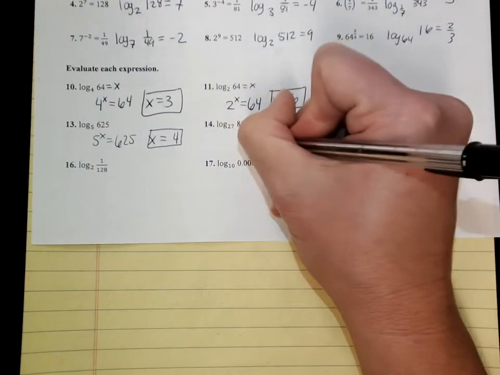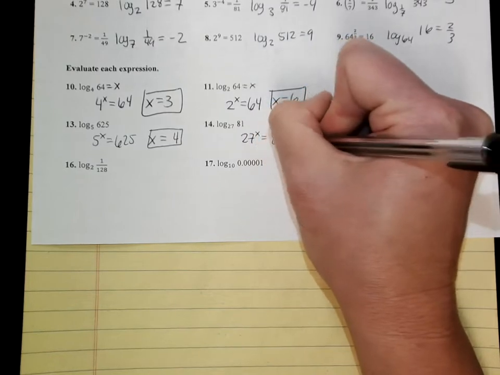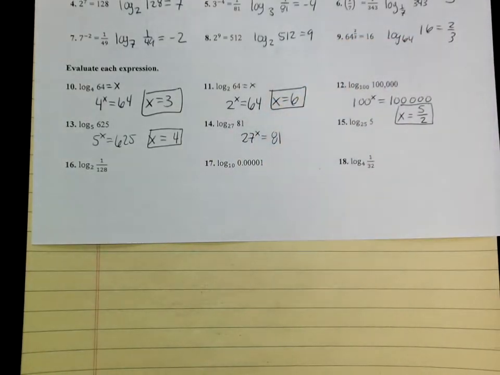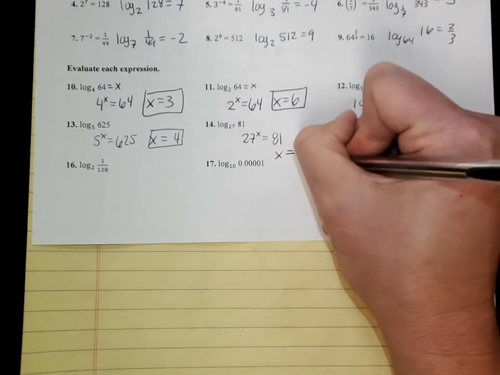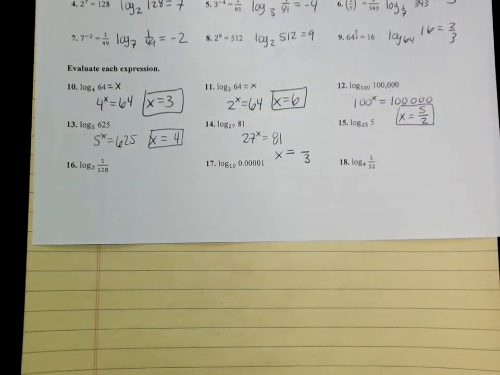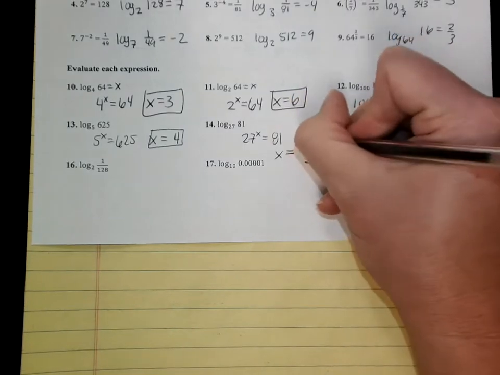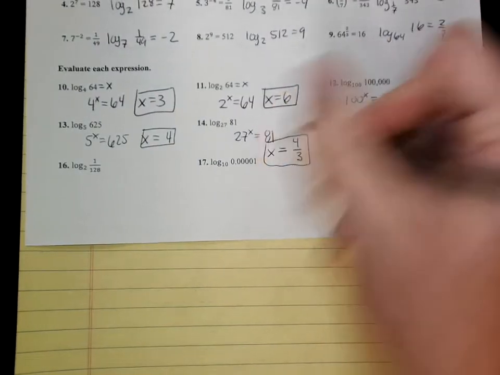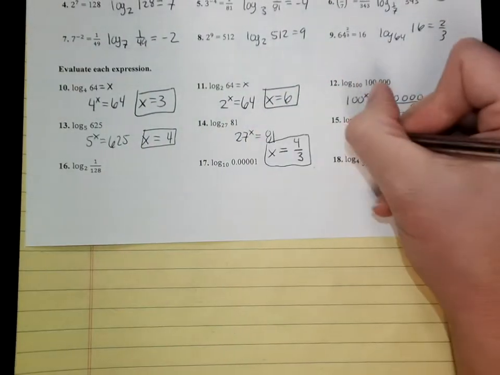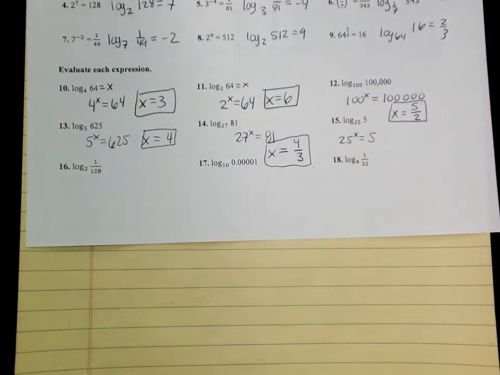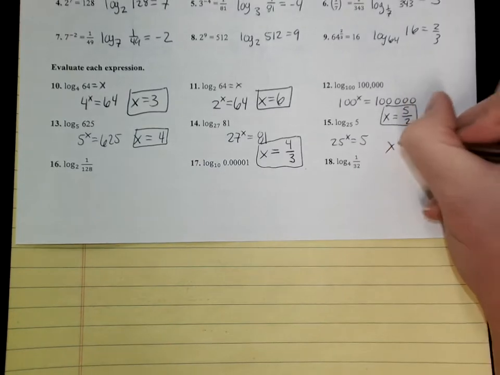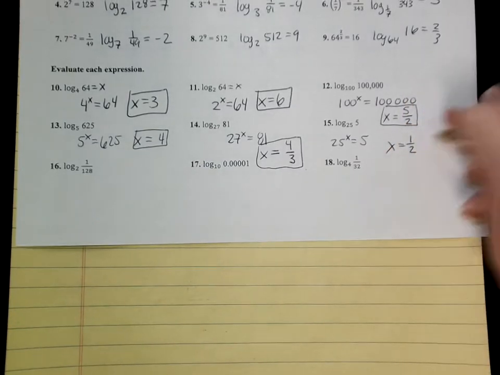Here's another one, 27 to the what power equals 81. Well, I can't go straight from a 27 to an 81. I need to first take the cube root of 27, get it down to a 3, and then do 3 to the 4th power to equal 81. What about this one? This is a good one. 25 to the what power equals 5. I need to take the square root of 25, and then that's it.